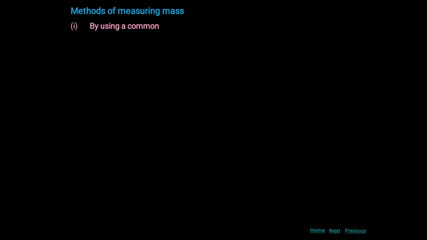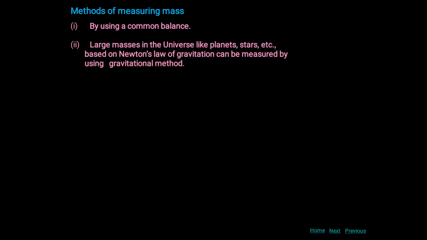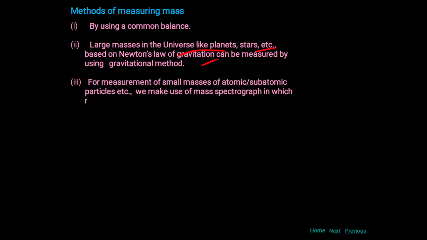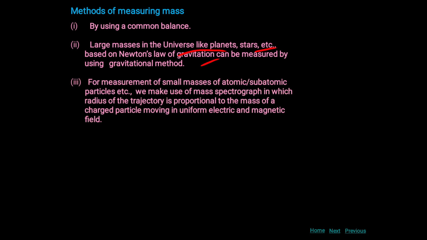Methods of measuring mass. First, by using the common balance. Second one, large masses in the universe like planets, stars, etc. based on Newton's law of gravitation can be measured by using the gravitational method. Third one, measurement of small masses, that is atomic, subatomic particles, etc. We can use the mass spectrograph in which the radius of the trajectory is proportional to the mass of the charged particle moving in a uniform electric and magnetic field.